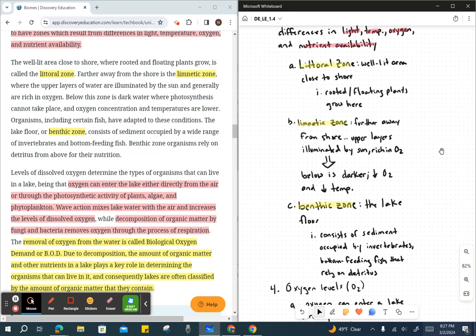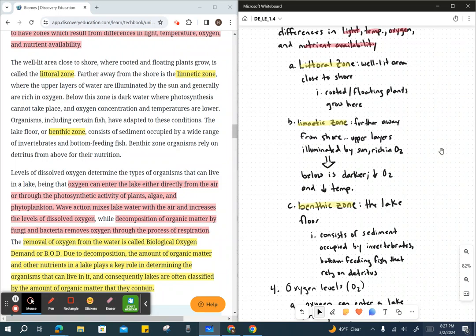If you go a little further out in the lake, the water gets deeper. You have your limnetic zone. That's the zone that's closest to the surface. A lot of sunlight, high levels of oxygen, maybe a little warmer.